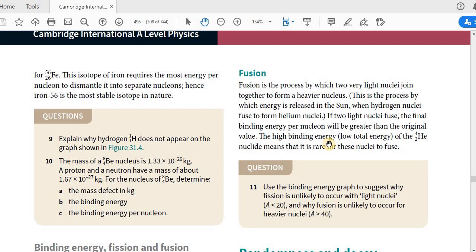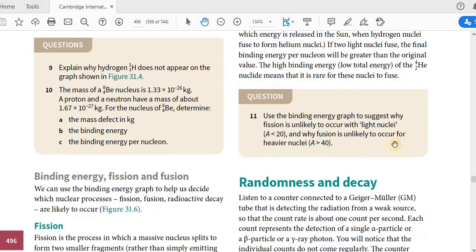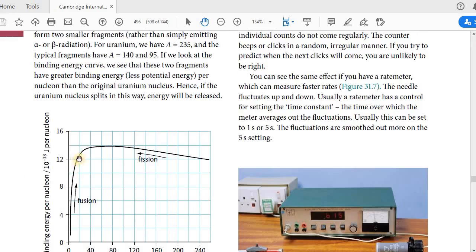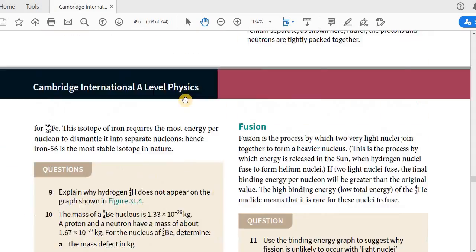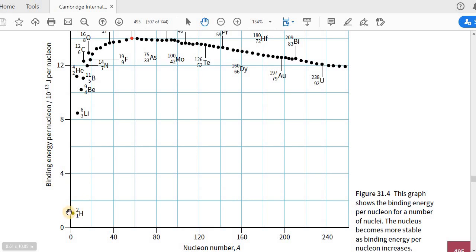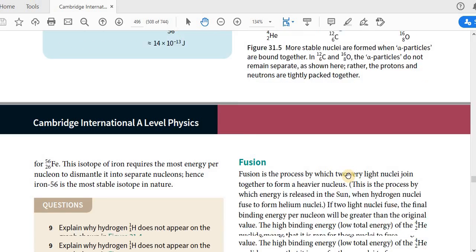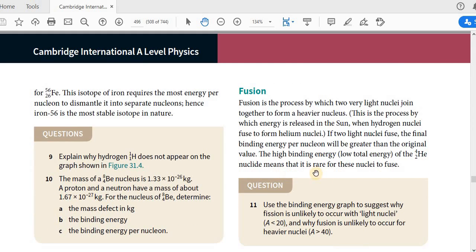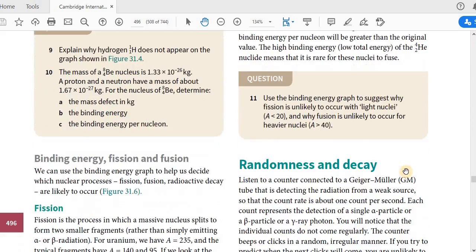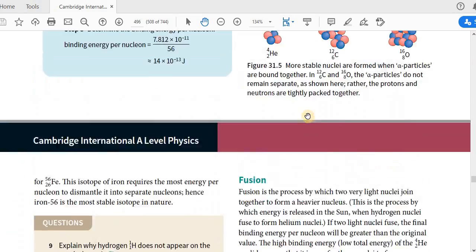The high binding energy, or low total energy, of the helium nuclide means that it is rare for these nuclei to fuse. Now this has a high binding energy, so that means it's more stable. Okay, so it was here, then it went up there. Remember, if you see this graph here, hydrogen is here, helium is somewhere there. Higher binding energy for helium, so that it is rare for these nuclei to fuse. Okay, so that is that part.